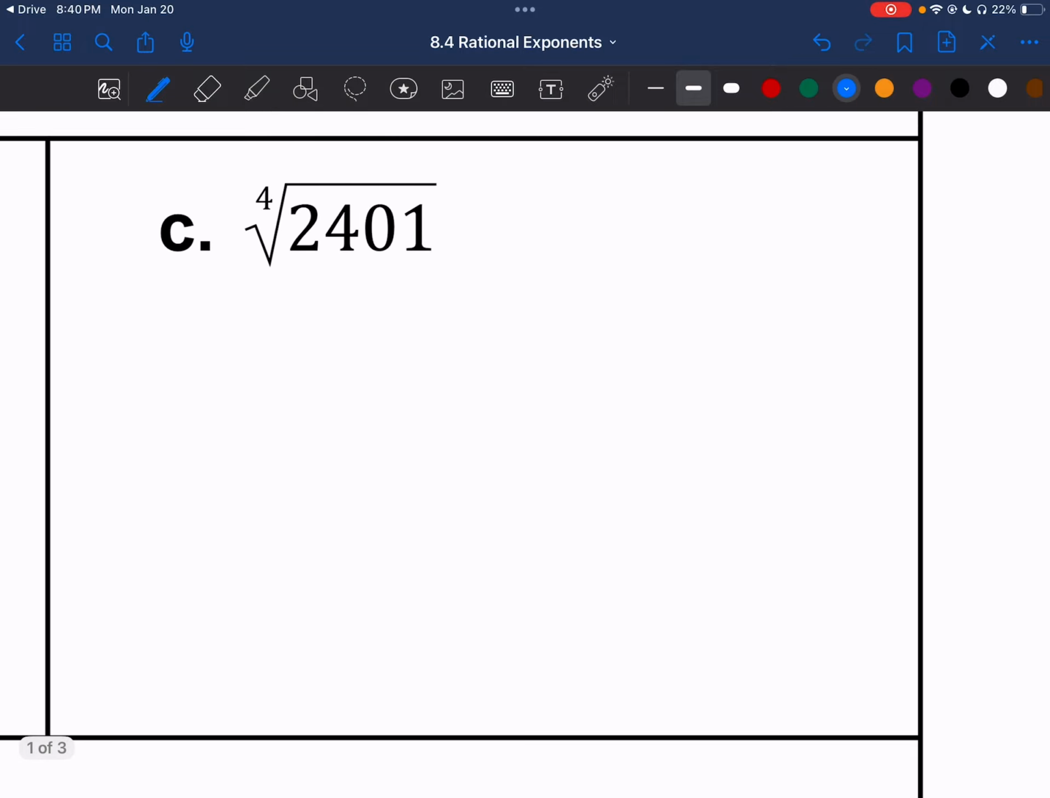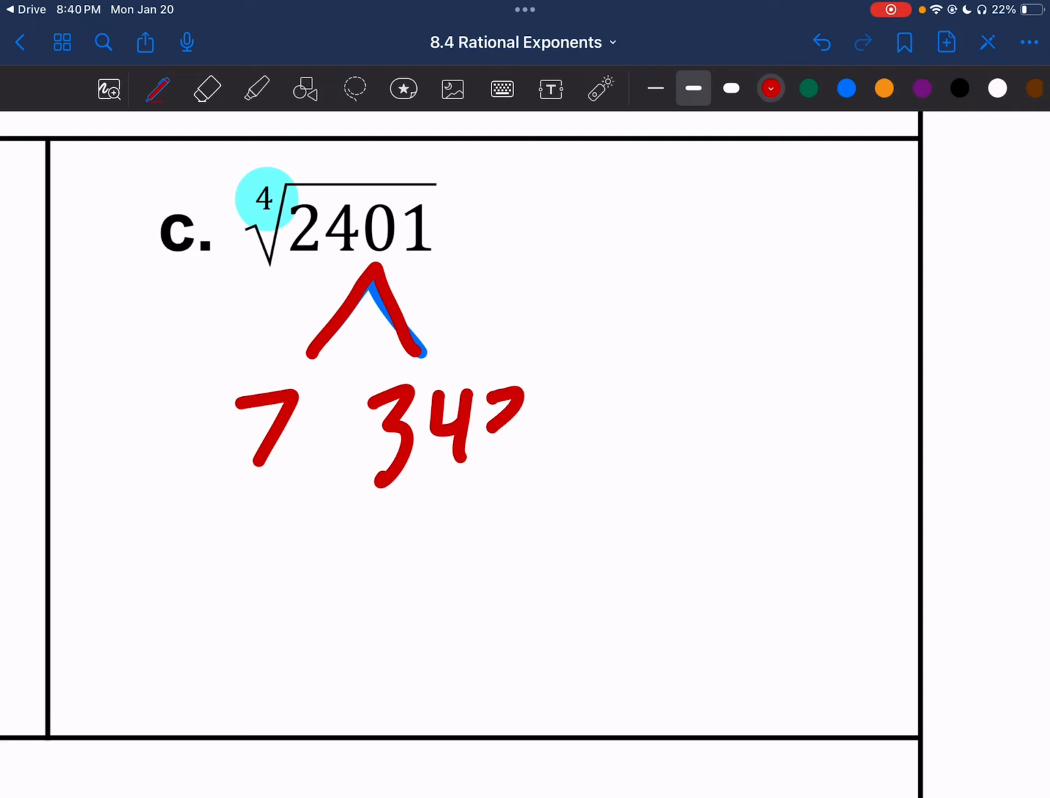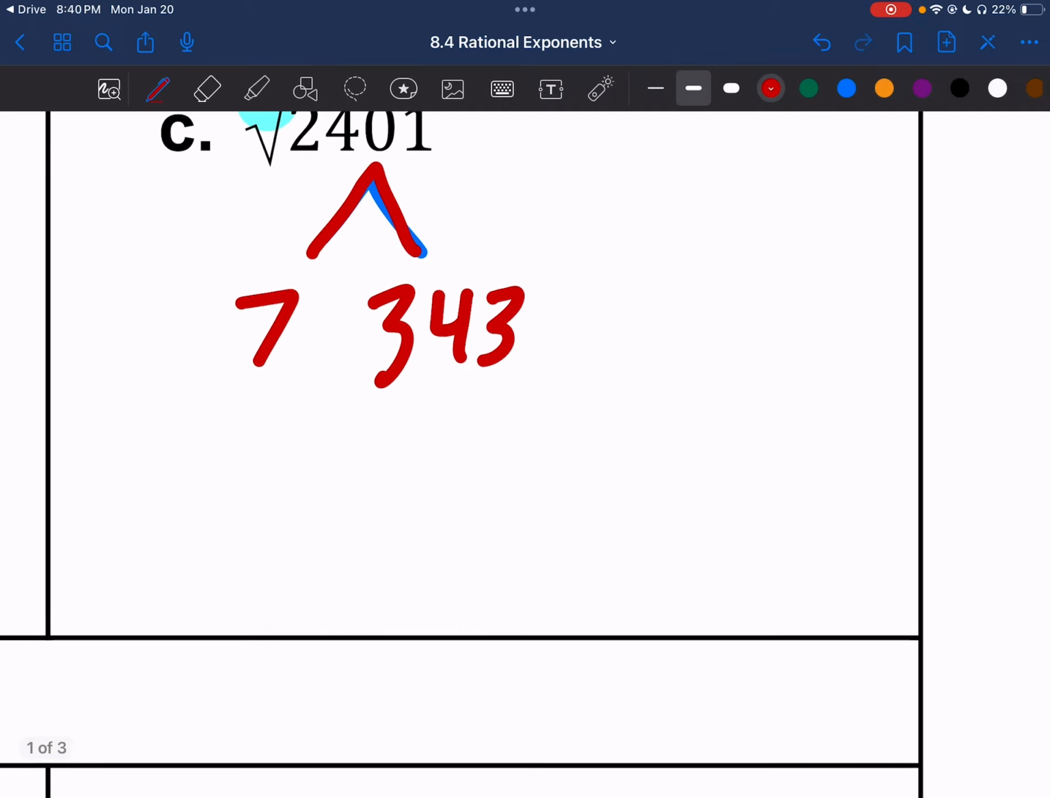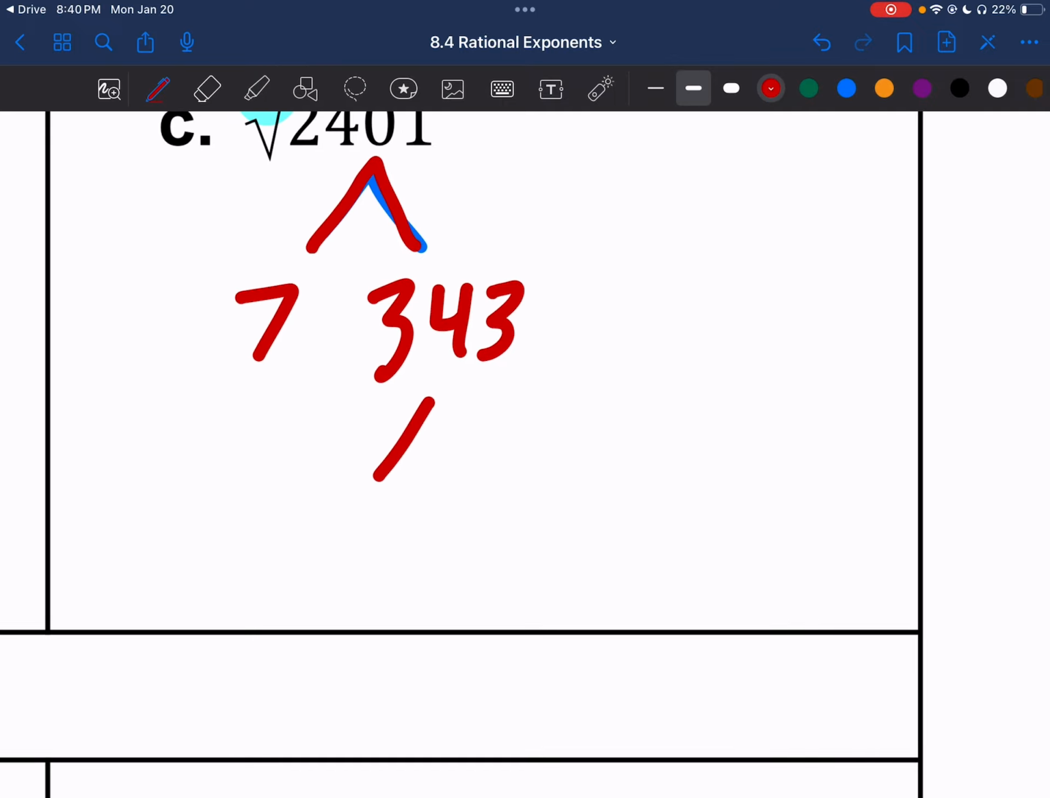Letter C, we have 2401, and we are trying to find the 4th root. So 2401, let's break it apart. Let's start with a 7. Really, at the beginning here you're going to be just guessing and checking as you try to find what these factors are. And once you identify one of them, you ideally want to keep going down that trail to see what you have.